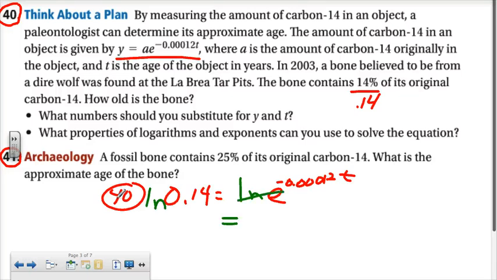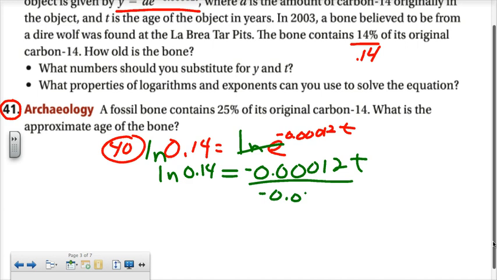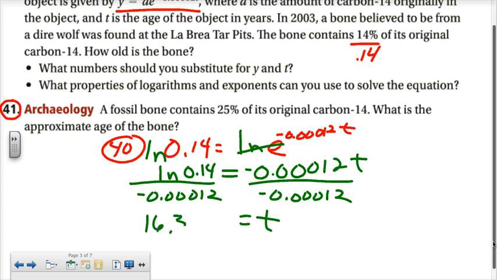These are inverses of each other, so we get negative 0.00012 t, and over here we have the natural logarithm of 0.14. Finally we divide by negative 0.00012, and that gives us the time. This comes out to 16,384 years and some change. That's about how many years we need. The bullets take you through what numbers to substitute for y and t, and what properties you could use to solve the equation.